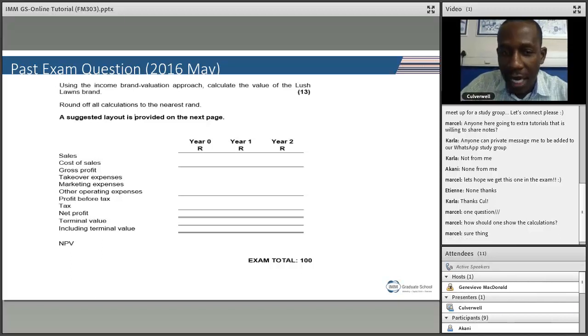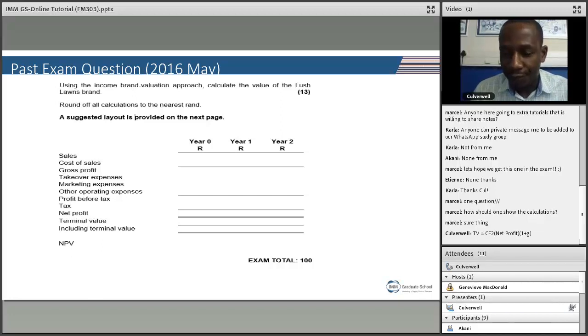The question says revenue, cost, and expenses are going to be increasing at 5% per year. They didn't tell us up until when. So the figure that you want to calculate here, terminal value, is the value of net profits you are going to expect from year 2 onwards. But we don't know how far onwards is. Hence we call it terminal value. It is up until indefinitely.